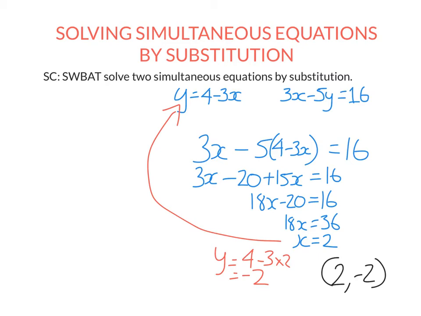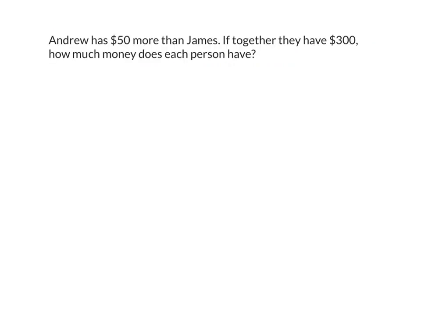All right, let's now look quickly at a worded problem using substitution. So let's look at this question here. Andrew has $50 more than James. Together they have $300. How much money does each person have? So we could actually solve this just using normal linear equations, and we did that a lesson or two ago. Now we're going to solve using simultaneous equations.